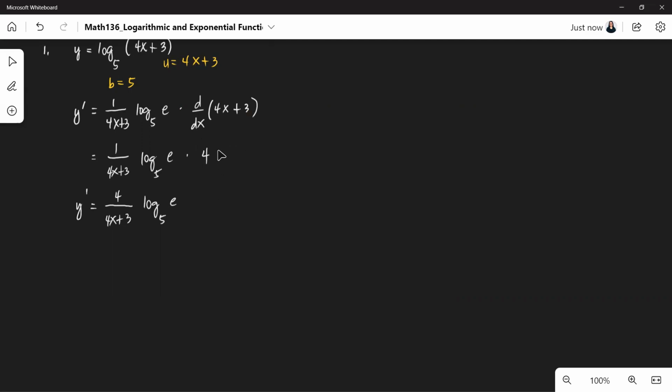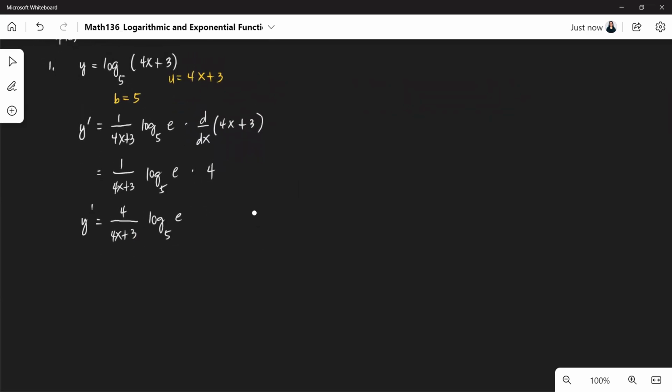Okay, since we are going to be repeating the process of putting the derivative of u after writing the 1 over u log of e to the base b, you can also do that first: get the derivative of u first, and then multiply it with this first part. So for example, so you don't have to write everything. For another example, let's say the base is 7 and we have 2x cubed minus 7x plus 4.